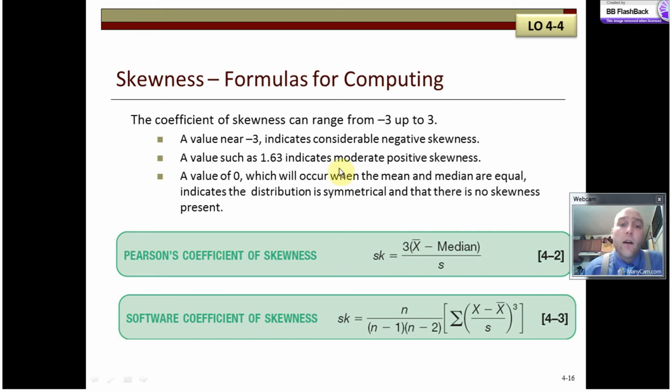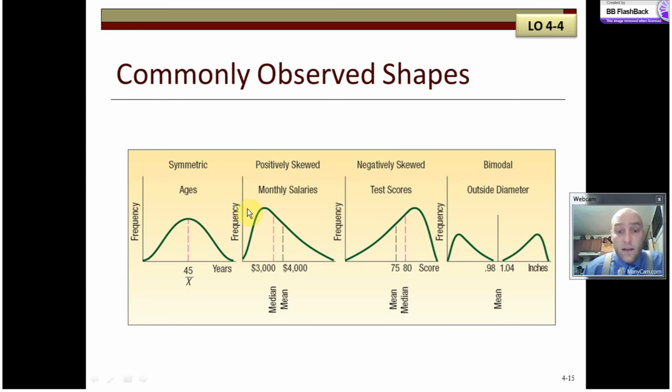Understanding skewness involves looking at these 3 things, though. First of all, a coefficient of skewness, whether it's Pearson or software, will range from -3 up to +3. A value near -3 indicates considerable negative skewness. +3 would be considerable positive skewness. Go back here. This is positively skewed. So if you have a huge peak on the left-hand side of your distribution, it goes up real big and then it tails off towards the positive side, that would be close to 3 in terms of positive skew.